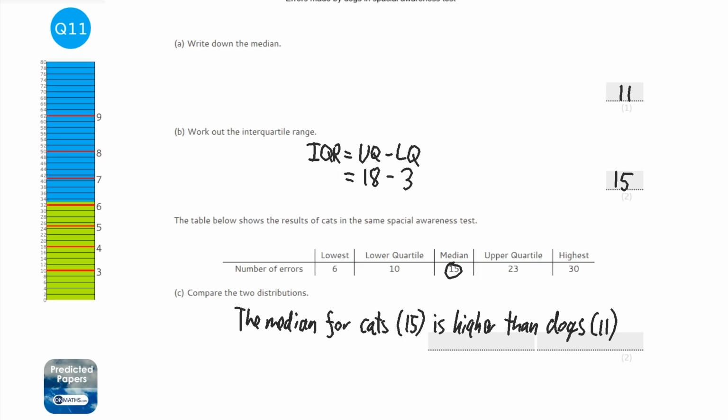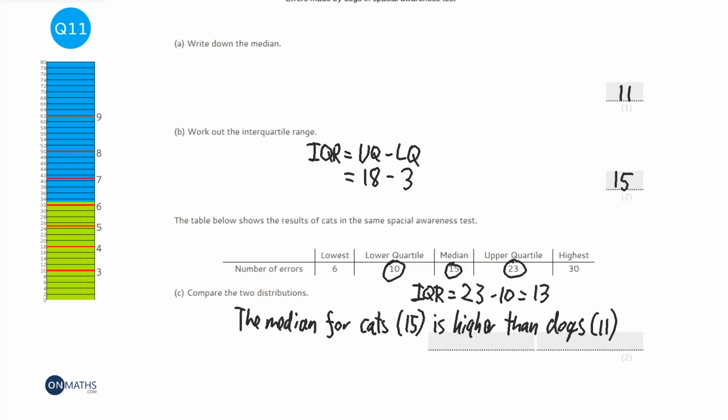Okay, the interquartile range for the cats is 23 and for the dogs is 15, and the next thing you need to compare is a range. Now you could pick the overall range, or it's probably easier just using the interquartile range, and I've just done that wrong because the interquartile range for the cats obviously would be 23 take away 10, which is 13. That's very different. Right, so for the cats it's 13, for the dogs it's 15.